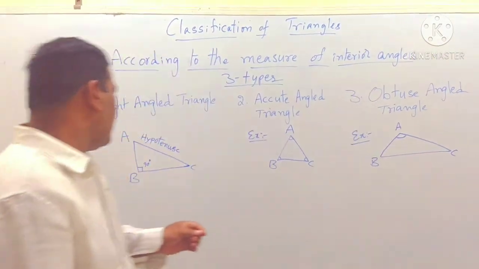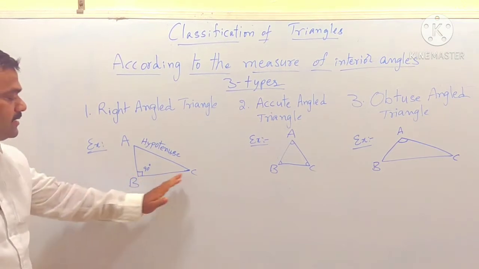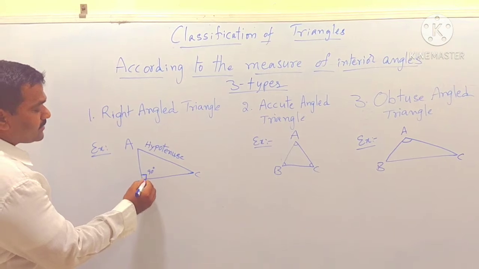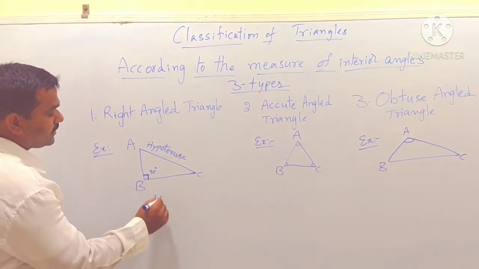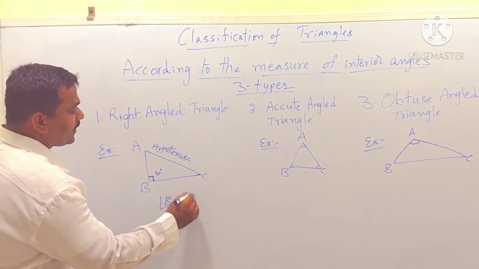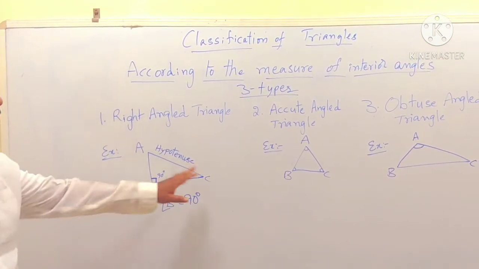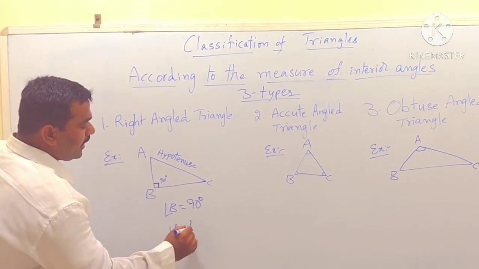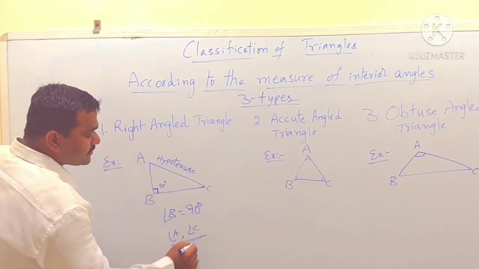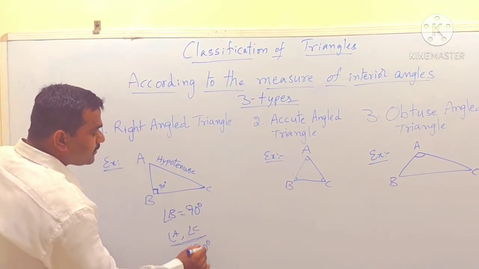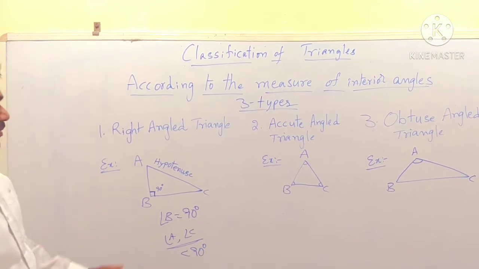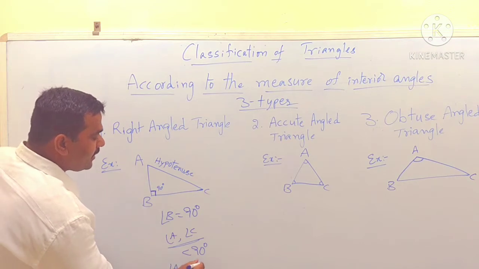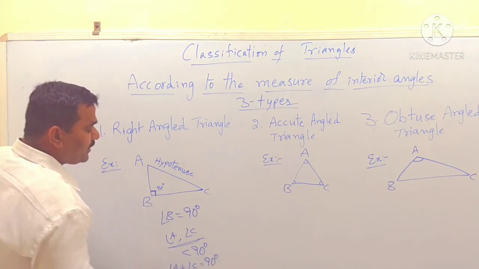Next, for example, ABC is a right angle triangle. Here, angle B is right angle. Then, angle B equal to 90 degrees. What about the remaining angles? Angle A, angle C. These two angles are less than 90 degrees. Next, angle A plus angle C equal to 90 degrees.